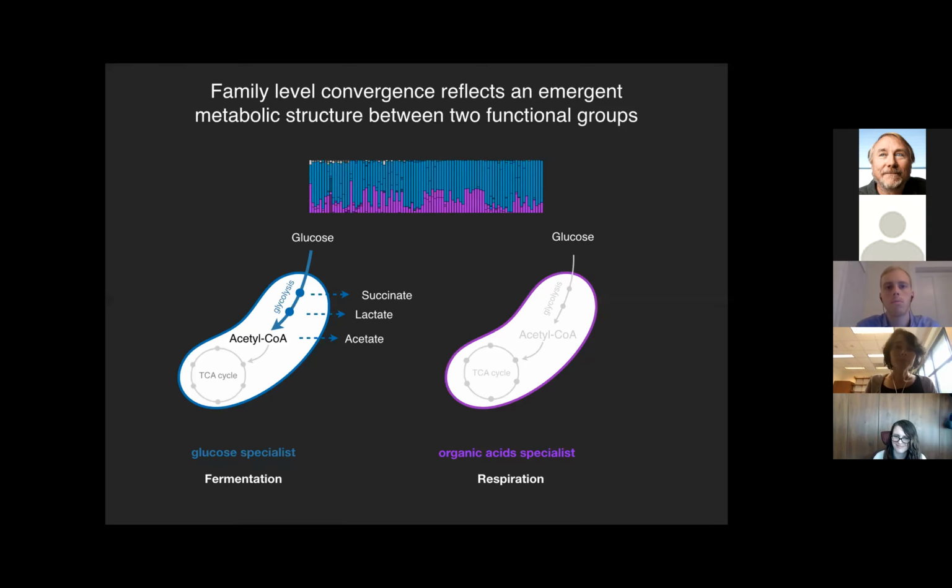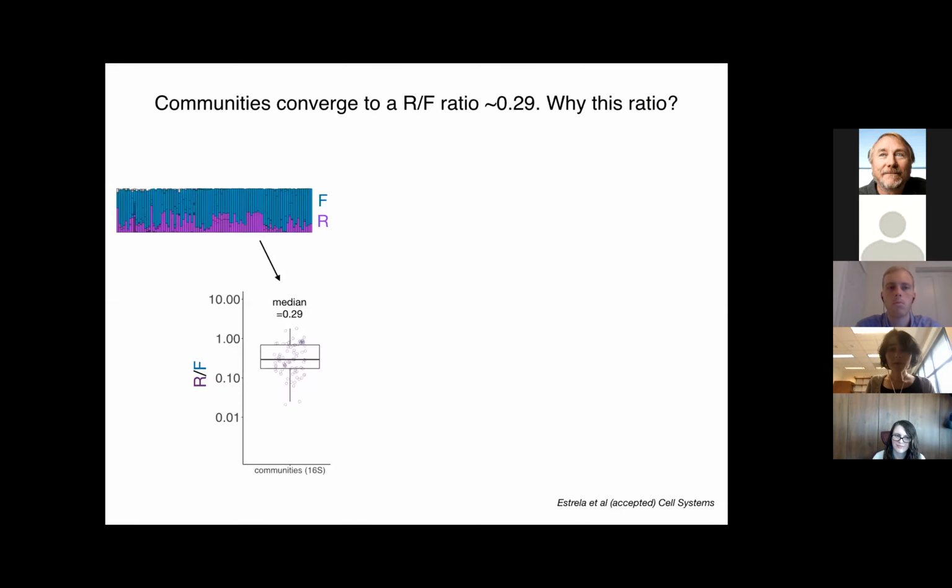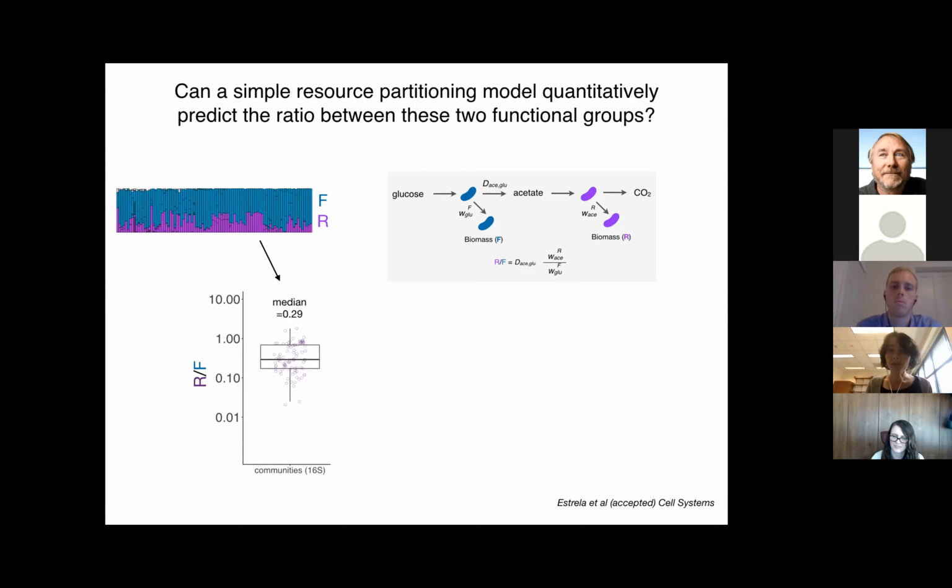So the next question we were interested in was, can we quantitatively predict and explain the ratio between these two functional groups? The communities converge to an RF ratio of 0.29, but why this ratio and not something else? Our first thought was, can a simple resource partitioning model actually predict this ratio? For this, we developed a simple model, which basically just assumes that all supplied glucose goes to the fermenters, and that all secreted acetate goes to the respirators.